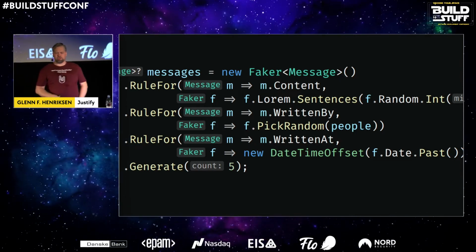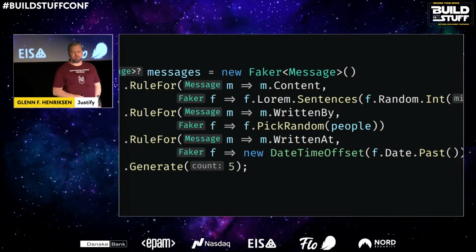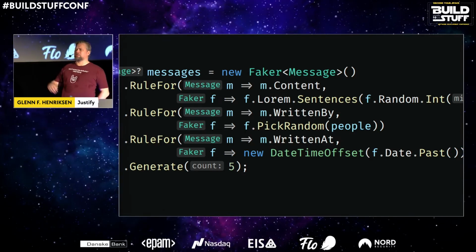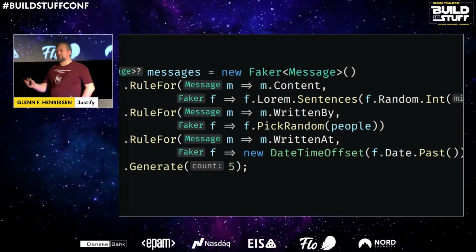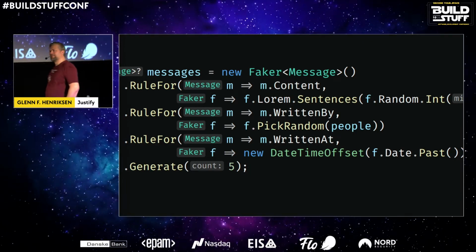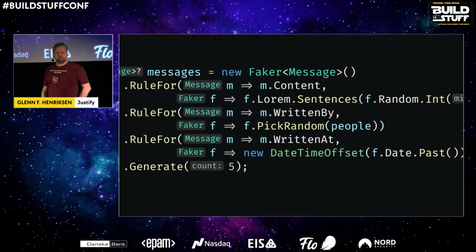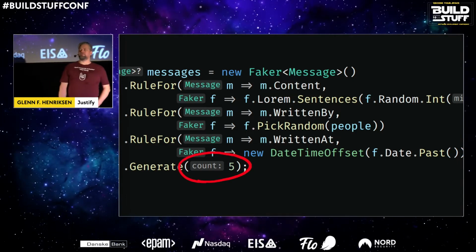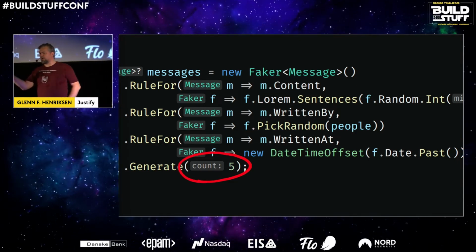The content should just be a lorem sentence. The written by should be a random pick from a list of people. The written at time should be a datetime offset, sometime in the past. We don't care what. And then we just generate 5 of those. And I've gone 500 here, it doesn't matter.